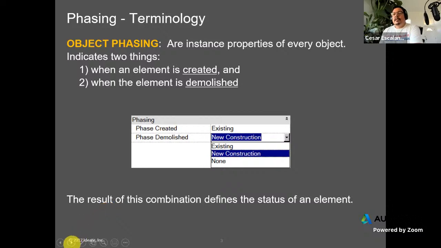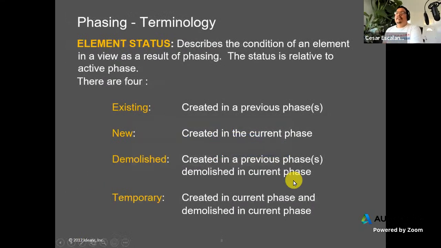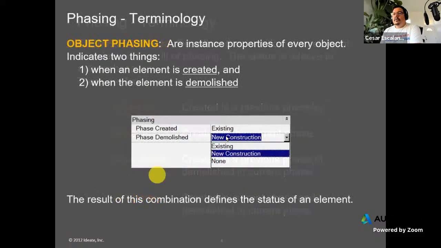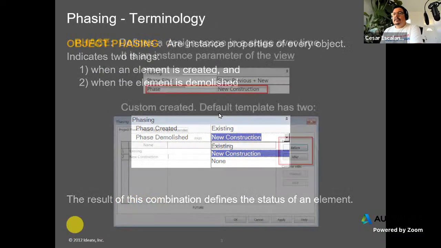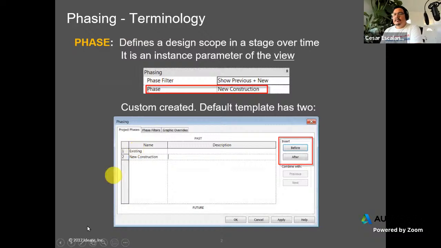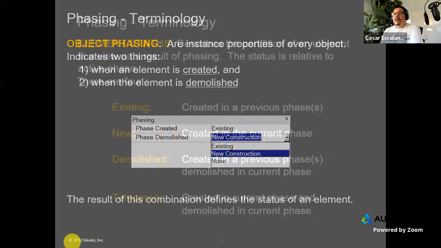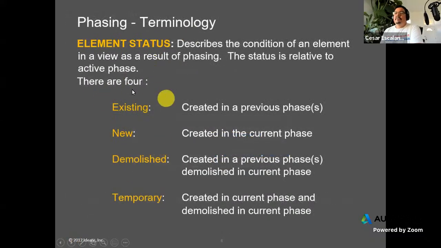And there's a question here. The element status is the condition of an element as a result of phasing. Existing, and this is not to be confused with, so there's a phase here called existing, right? But this is the name of a phase. Now, when we come to element status, this is a different existing, has nothing to do with that phase.